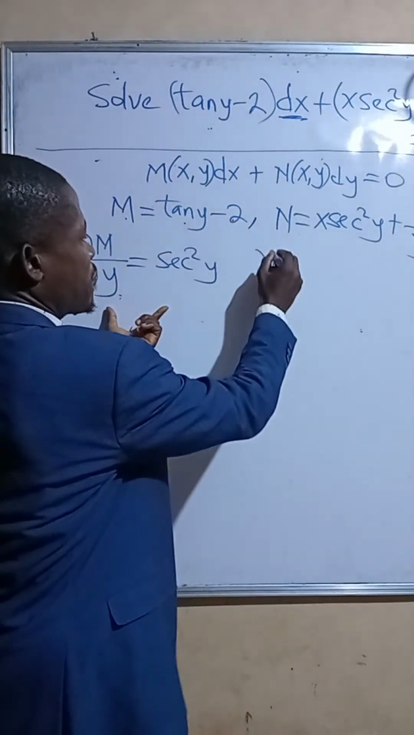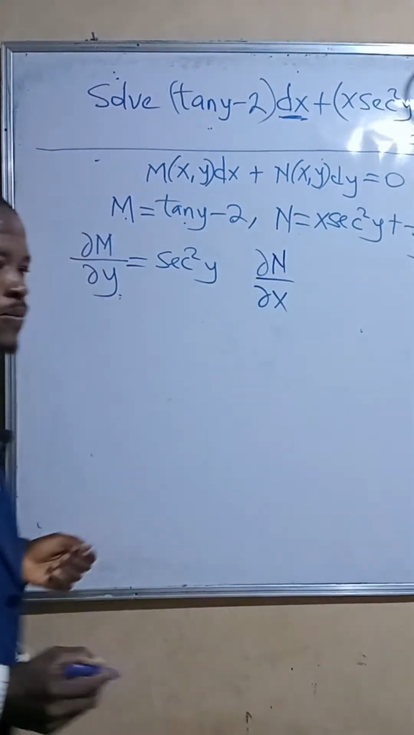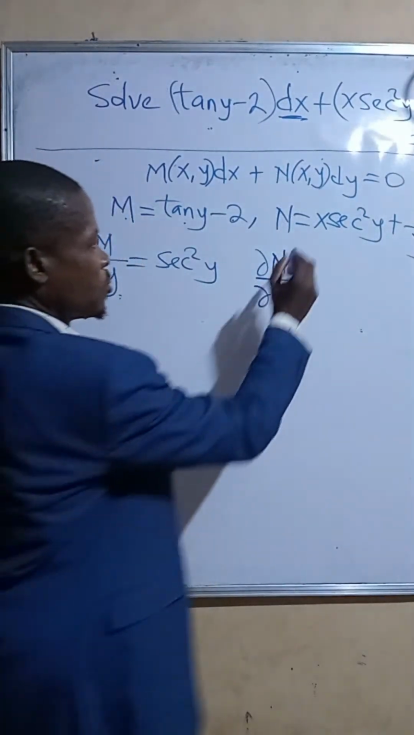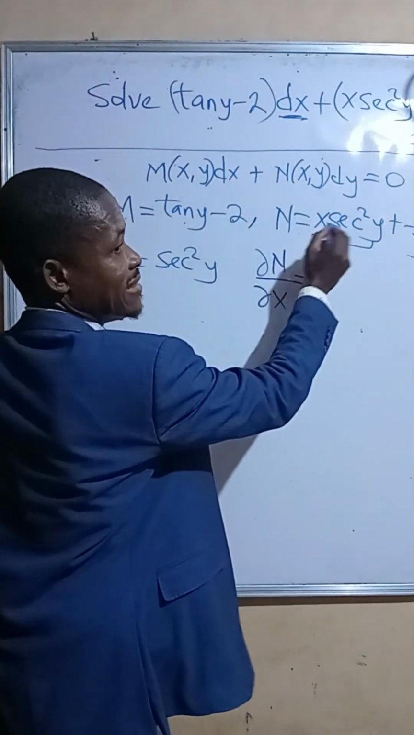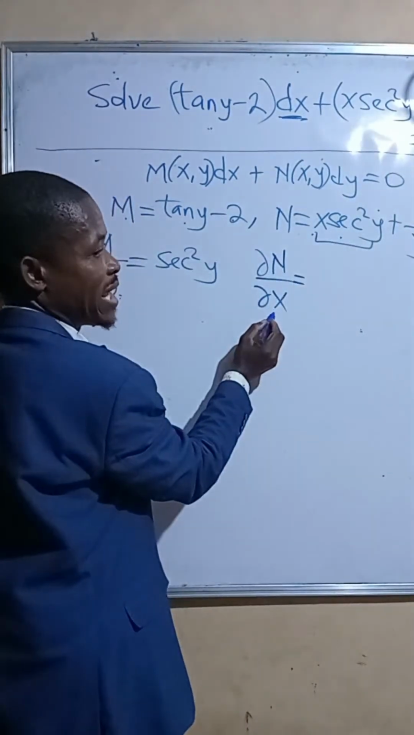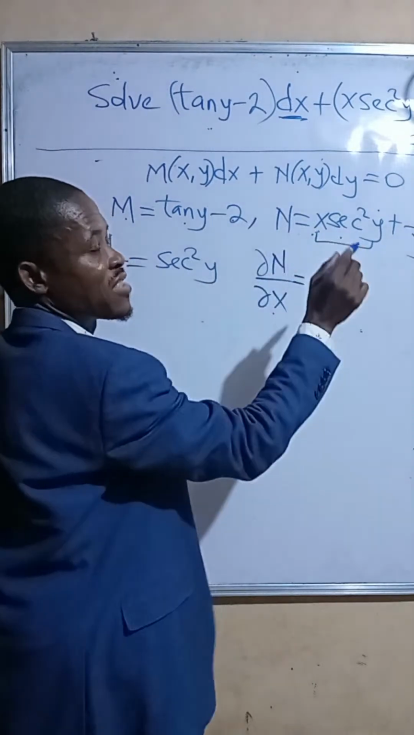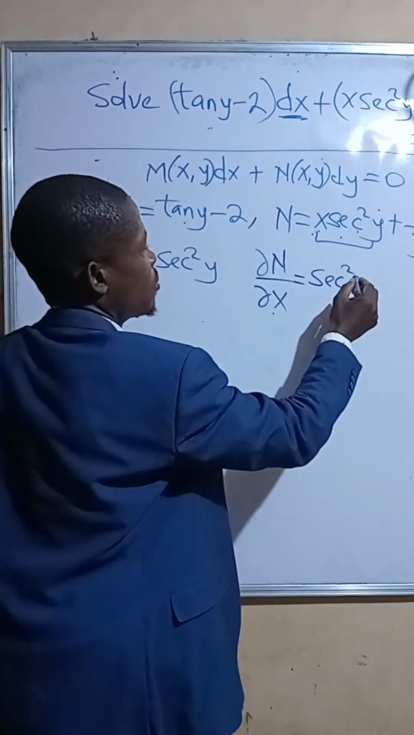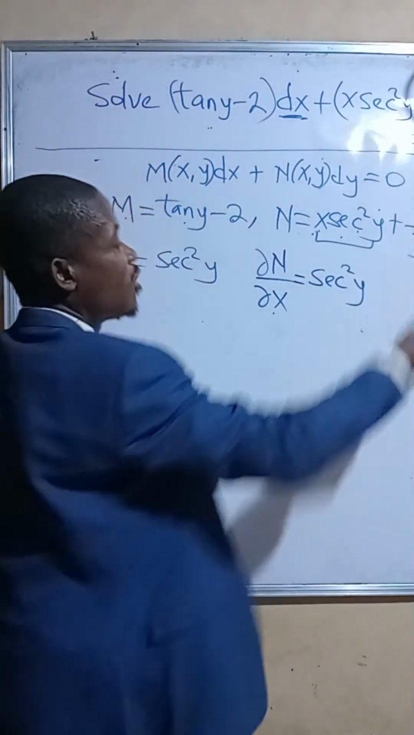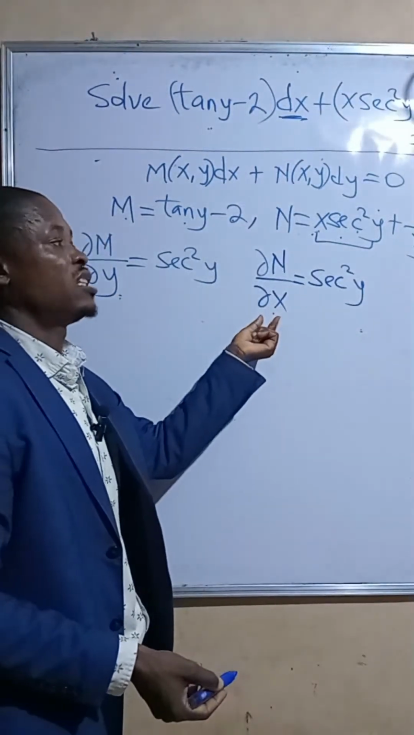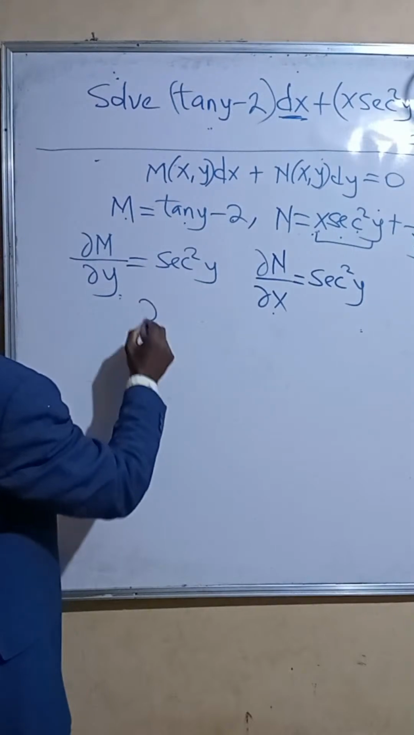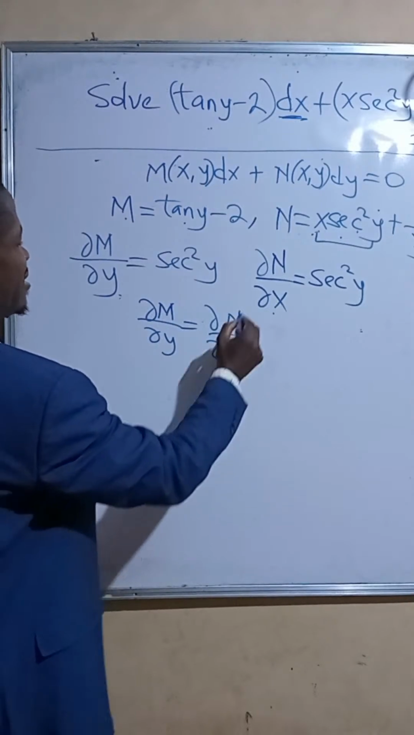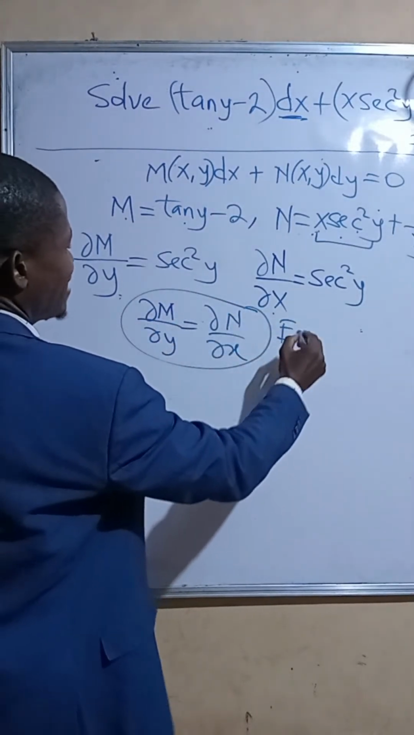The partial derivative of N with respect to x will be equal to what? You have two functions there, x and sec squared y. Since it's with respect to x, you only differentiate the variable x, while you keep the y function constant. That will give you sec squared y. The 1 over y will be constant because you are differentiating partially with respect to x. So you can see that these are equal to each other.